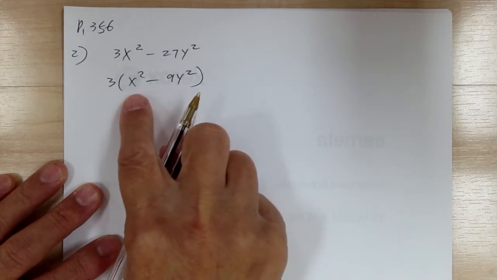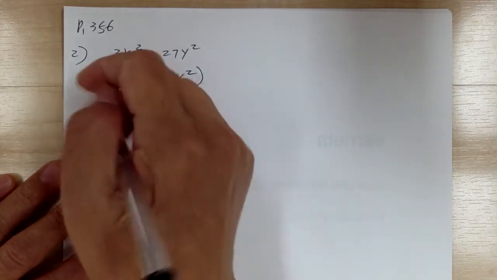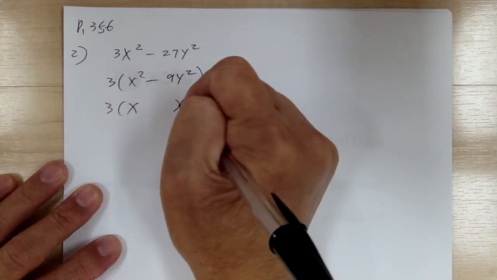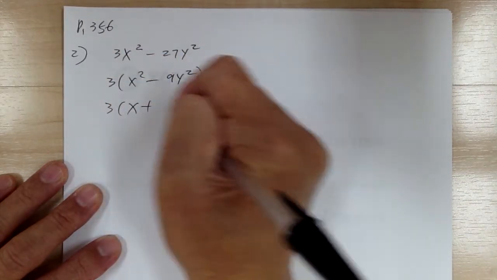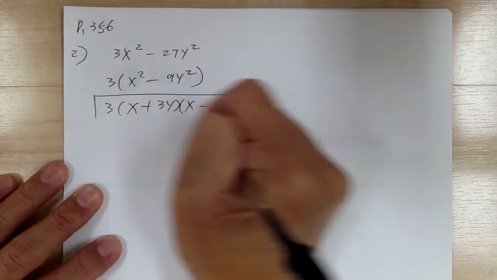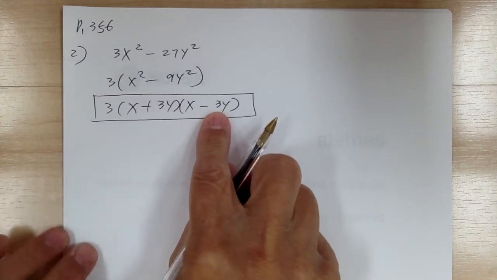Then you go to step 2. This is your difference of squares, so you're going to get two sets of parentheses. You're going to have an x plus and minus 3y, and that's it. Okay, so that's your step 1, step 2a.